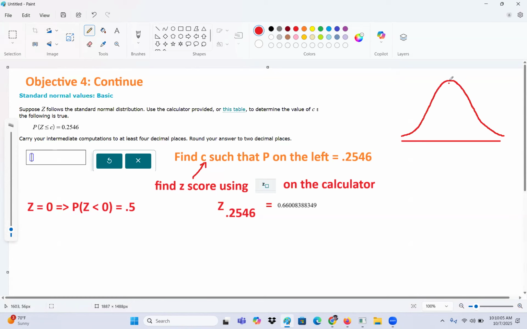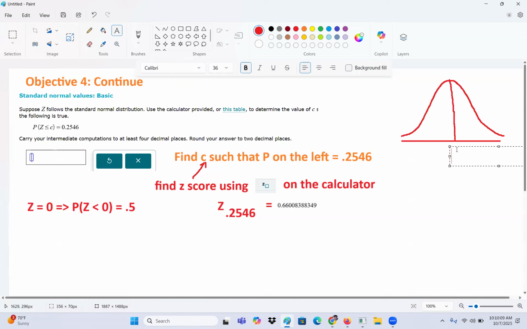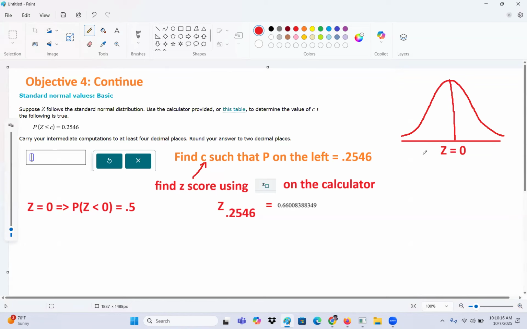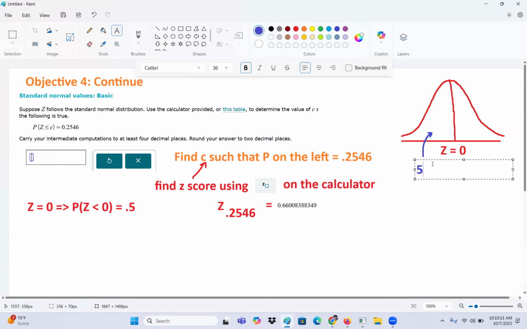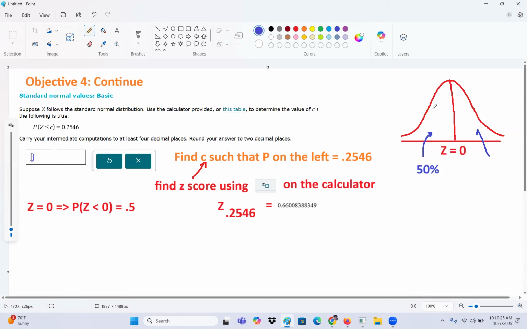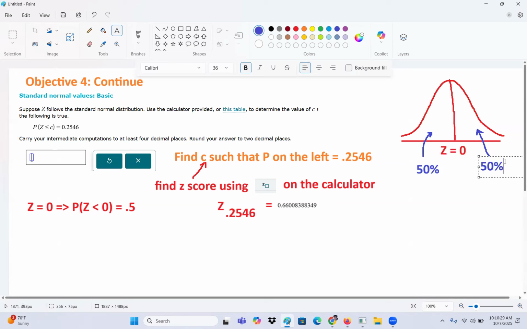Okay, so this is 0, z equal to 0. That's the curve. And then you're going to get 50% on the left side. So this is 50%, and this is also 50%. Four times 2, 8. So 2 is our guy. 125. Let's see. All right.